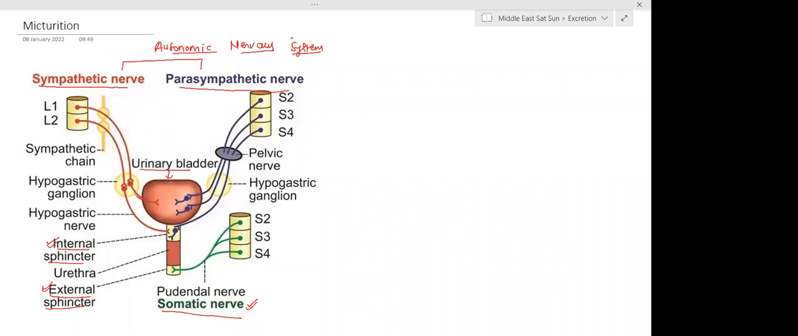Whereas the external sphincter is supplied by the somatic nerve. Full stop. The somatic nerve is under the control of human will. Next point.